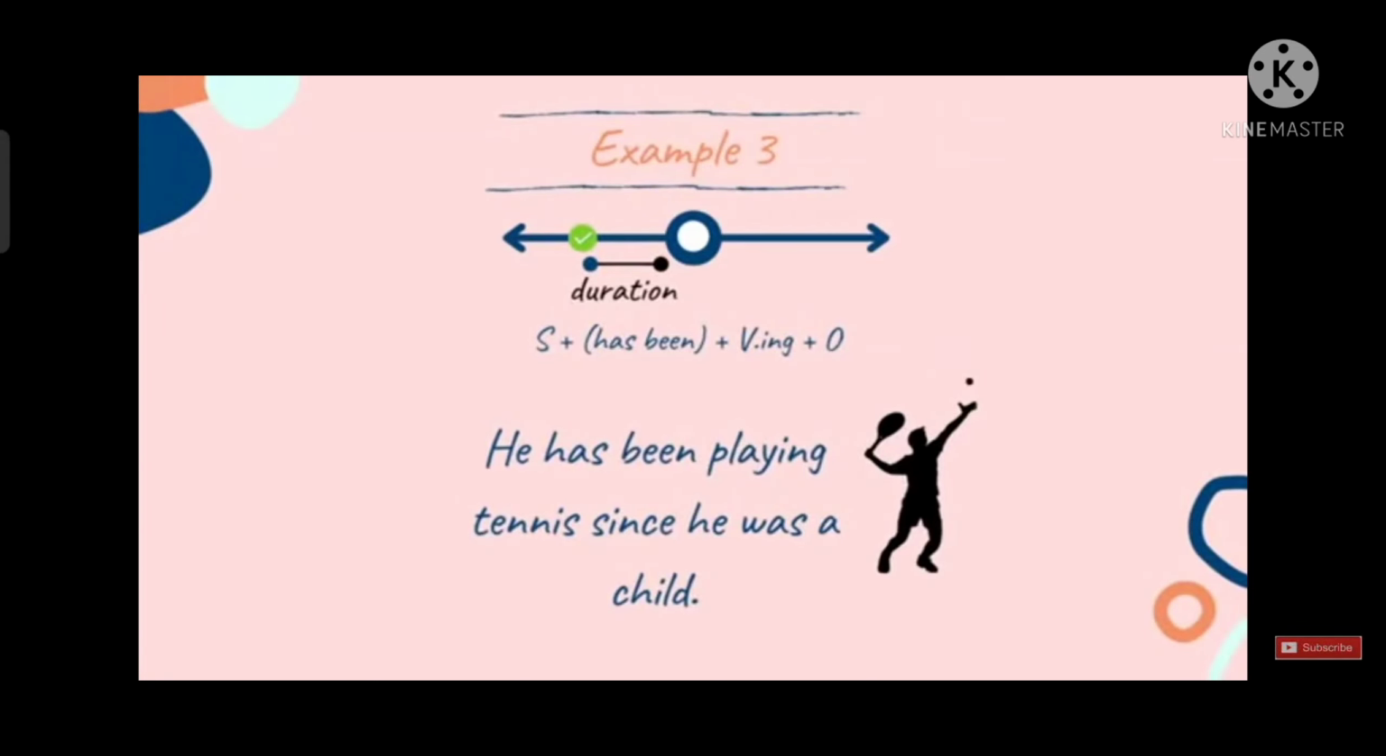He has been playing tennis since he was a child. Here, the activity of playing tennis started in the past and is still ongoing. The duration of the activity, since he was a child, is mentioned. So, present perfect continuous tense is used here.